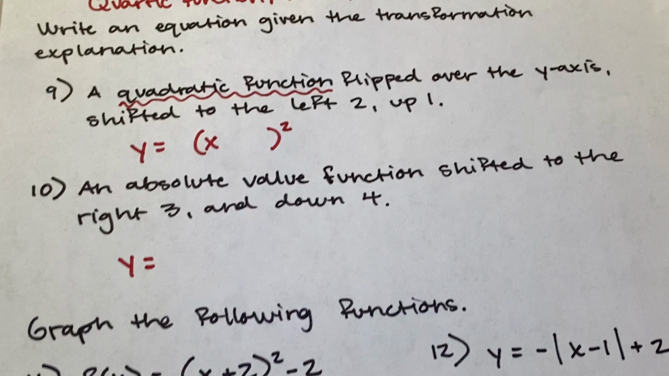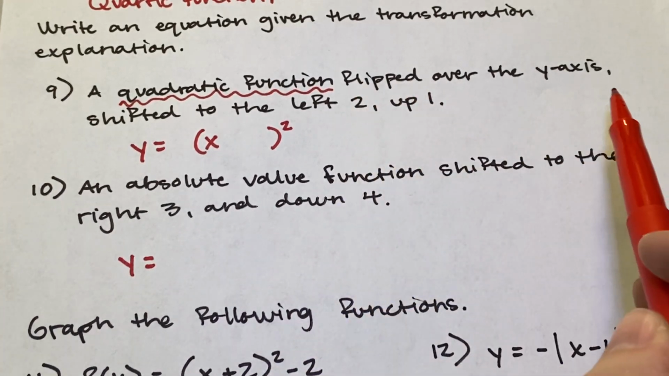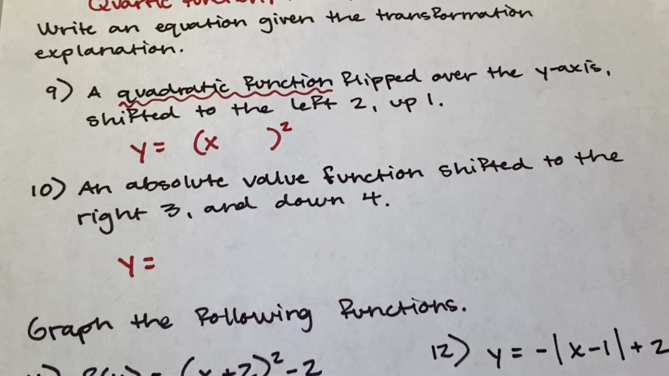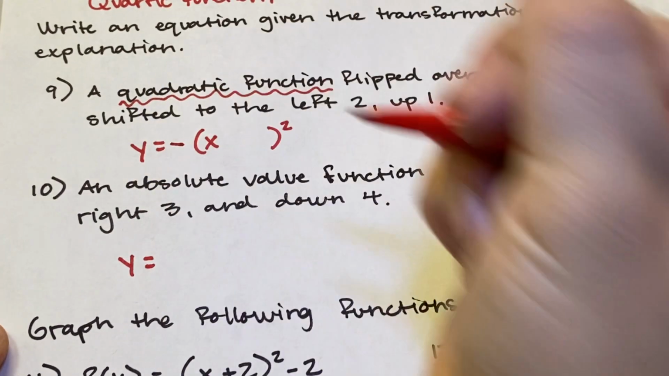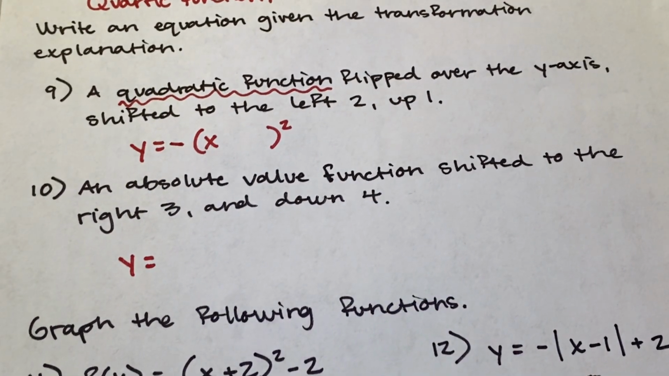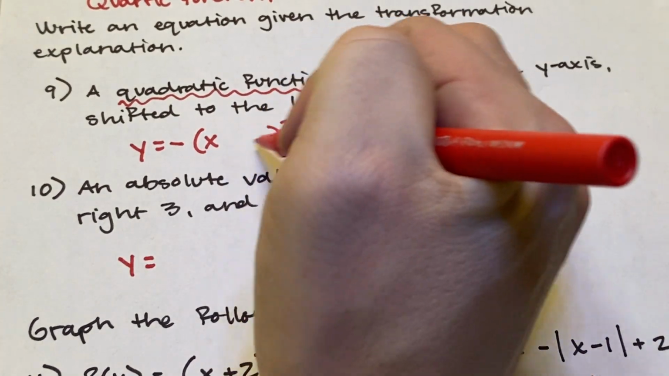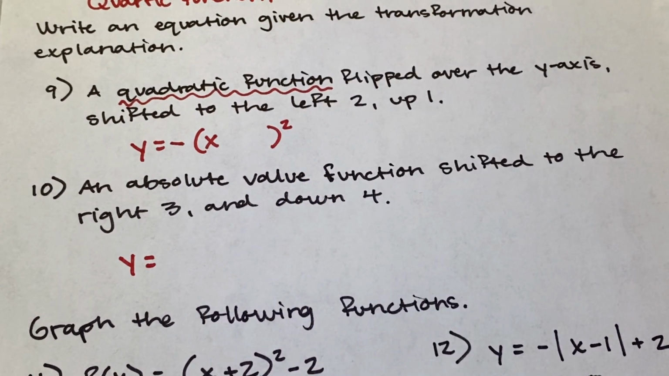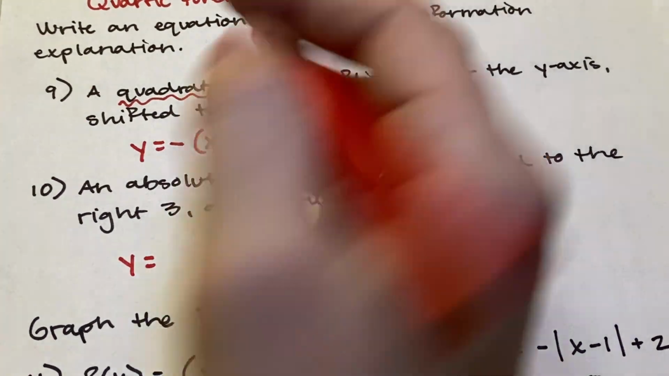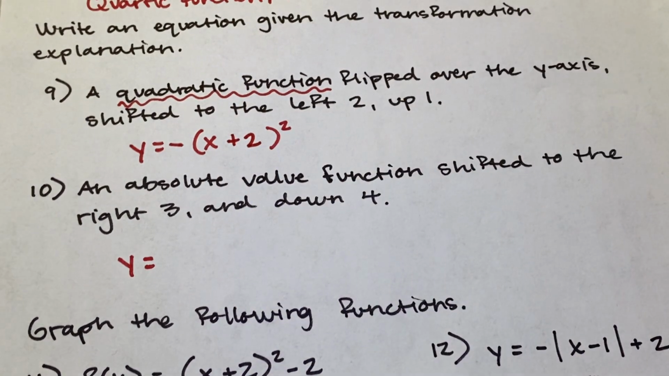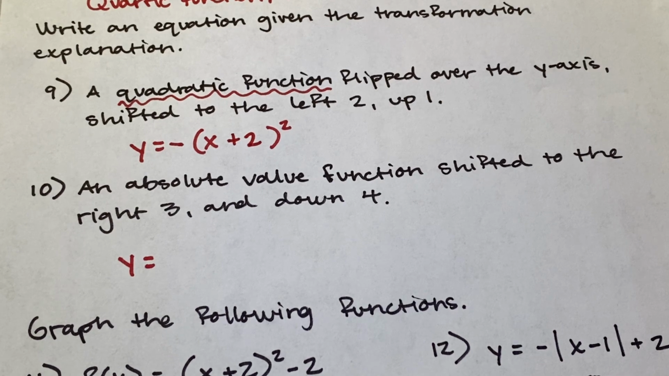Is it being flipped? Yes, it's being flipped over the y-axis. So what do I need to add in front that says it's being flipped? The negative. Okay, so we're going to put our negative in front. It's being flipped. Then it's being shifted to the left 2. Remember, inside my parentheses is left and right. But am I going to write +2 or -2 for left 2? +2. So +2 on the inside because it's going to the left 2.